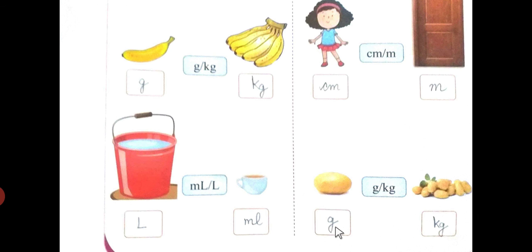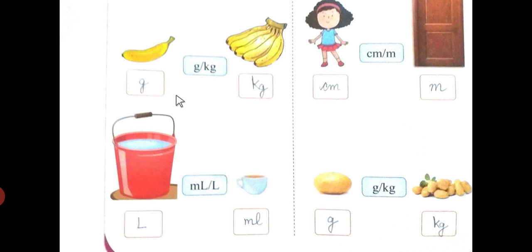A potato can be measured with gram, and a group of potatoes can be measured with kilogram. So I hope that you have understood the difference between meter, centimeter, liter, milliliter, gram, kilogram. So the short form: for meters we use m, for centimeters we use cm, for liters we use capital L, and for milliliters we use small m and capital L. For grams we use a small g, and for kilograms we use kg.